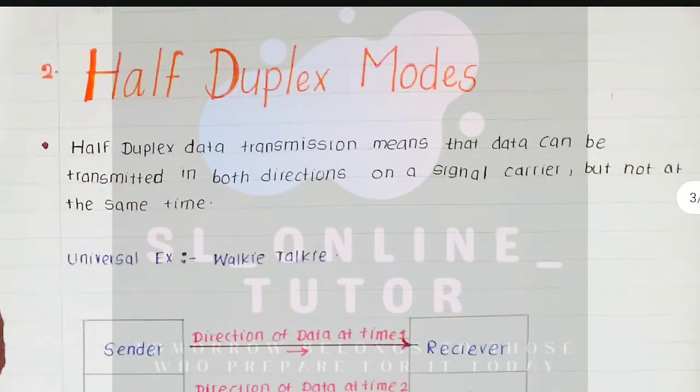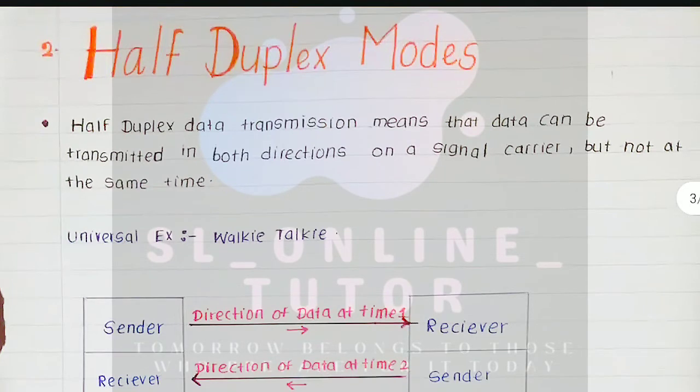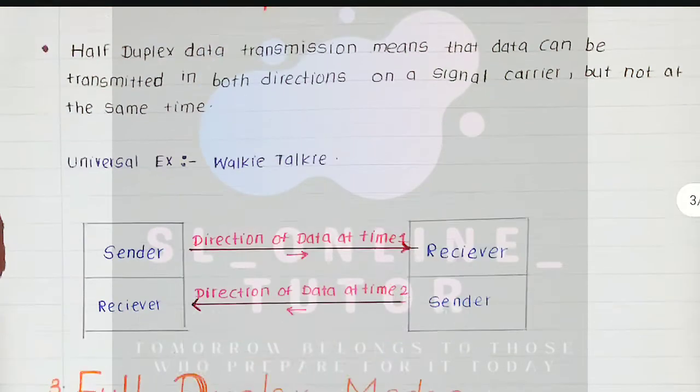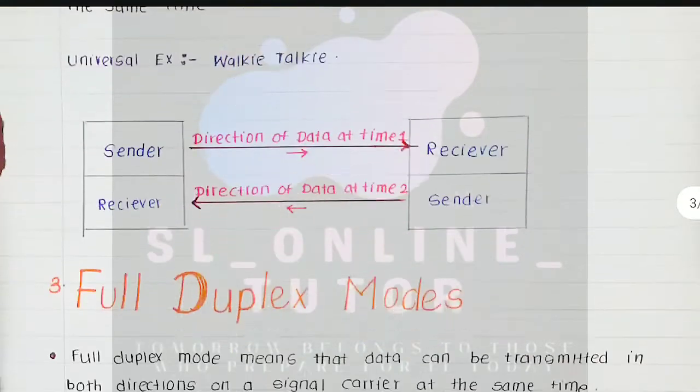Half duplex mode. Half duplex data transmission means that data can be transmitted in both directions on a signal carrier, but not at the same time. The universal example for the half duplex mode is the walkie-talkie. This figure illustrates the half duplex mode well.